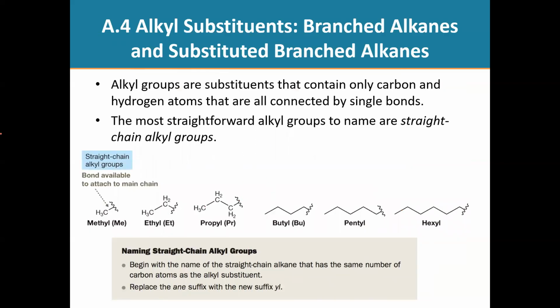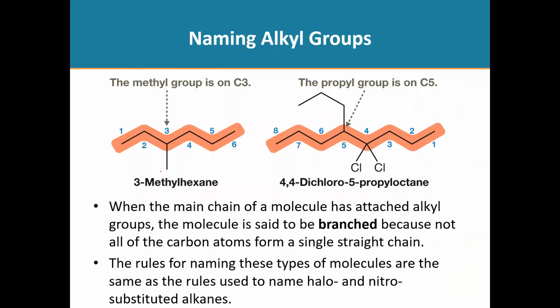So we have the straight chains right here. So here we have 3-methyl hexane. So in the 1, 2, 3, 4, 5, 6, that's how you get the hexane. At the 3 position, we have a methyl group. So here we have octane, so that's 8. At the 5 position, we have a propyl group. A propyl group is 3 carbons. And at the 4 position, we have dichloro. So di means 2.